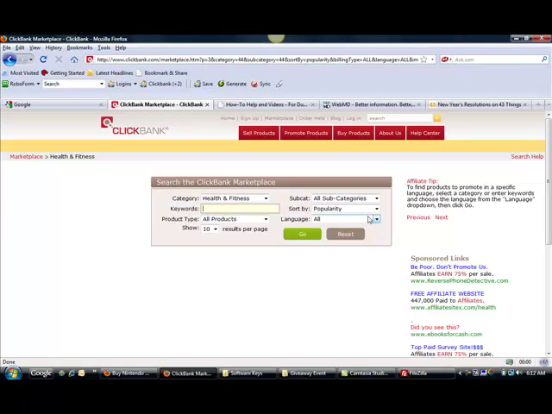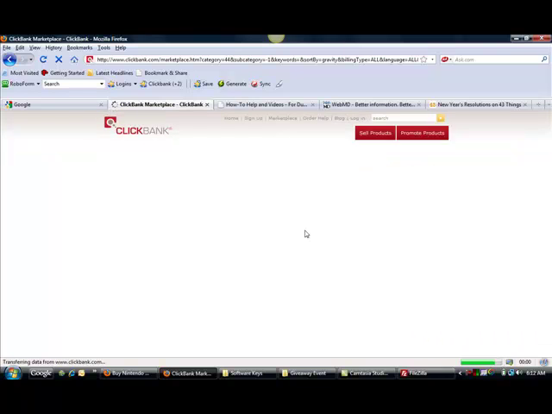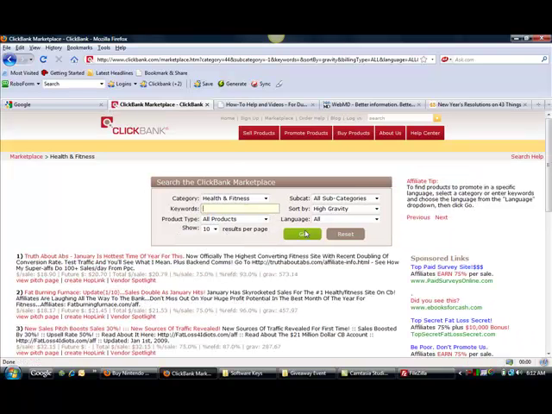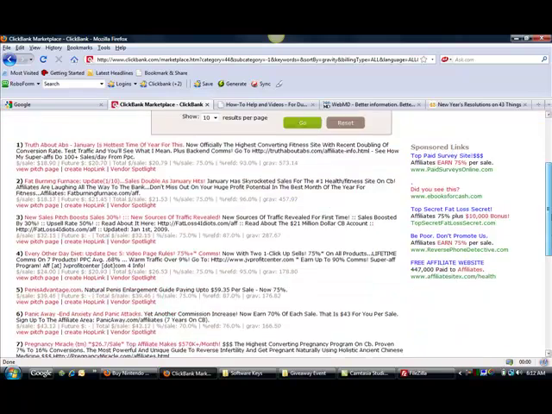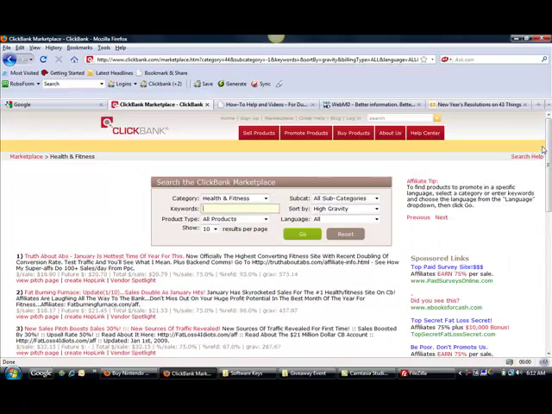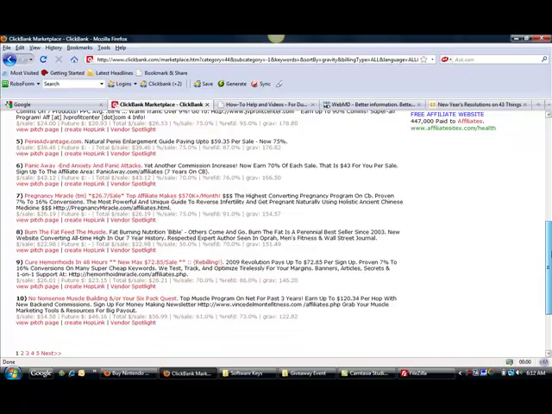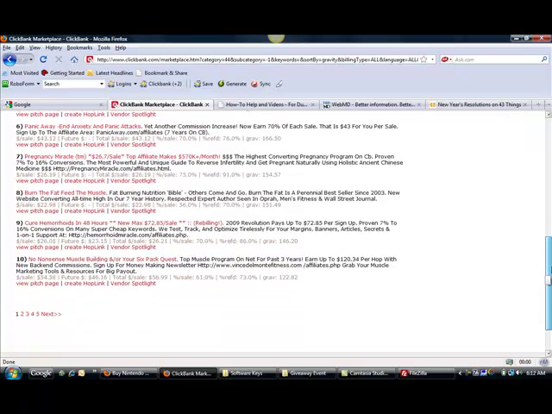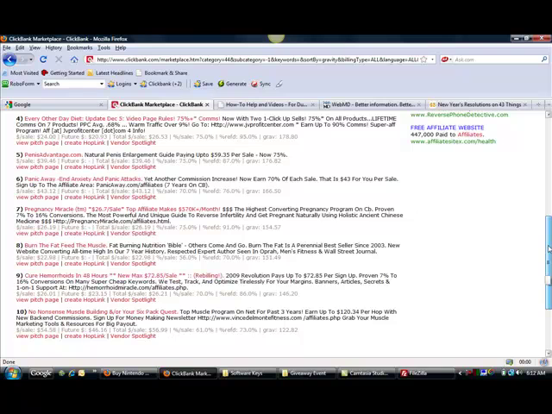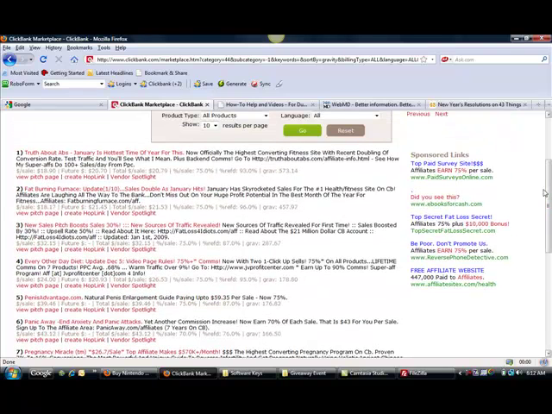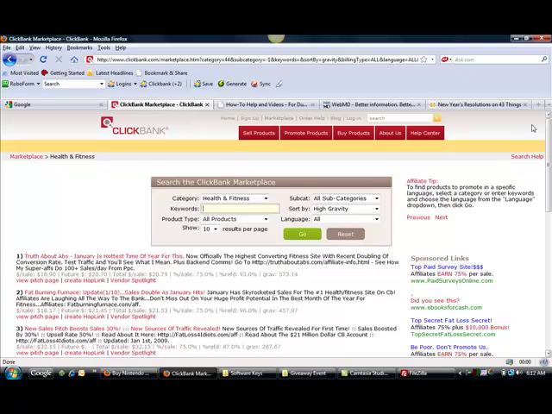You can also, under the different categories, search by high gravity, which is another indicator within ClickBank that sorts out items that people are selling a lot of. So if you look for some high gravity items in the health and fitness category, for example, you can quickly narrow down some potential niches. You've got muscle building, panic attacks, abs, different things like that that are possible niche markets to consider. So you can browse through the ClickBank marketplace and look in different categories.